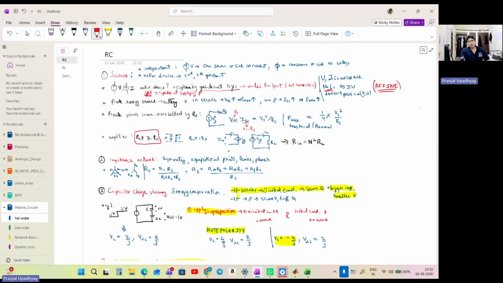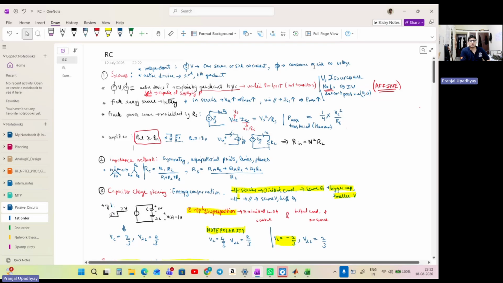Here I just expressed a transformer by a simple circuit model, and I've written its input apparent impedance where the transformer is n is to 1. It's quite easy to derive, so we won't go into that.